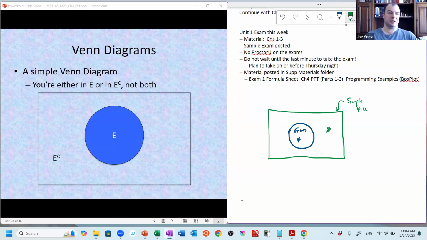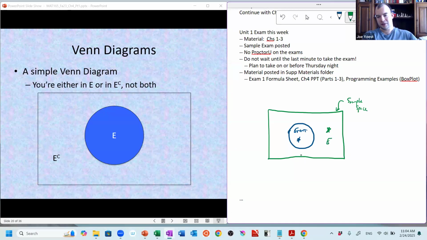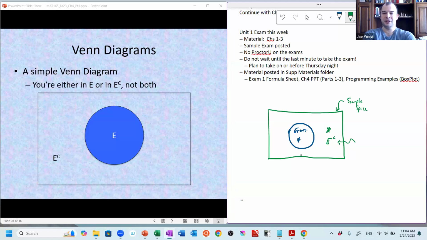Again, there are edge cases. We could have an event that consists of all of the outcomes in the sample space or none of the outcomes, but typically we would have some outcomes in the event and some outcomes that are in the sample space, but not in the event. So you're either in the event, in the blue circle, one of the outcomes in the sample space and also in the event, or maybe I should circle it, I'll draw a little squiggly arrow to it, or you're in the complement. There are some outcomes that are in the sample space, but not in the event. They would be in the complement of the event, E complement.